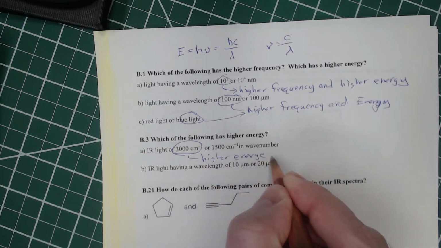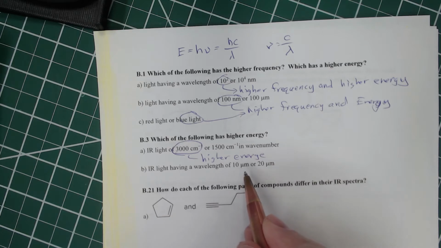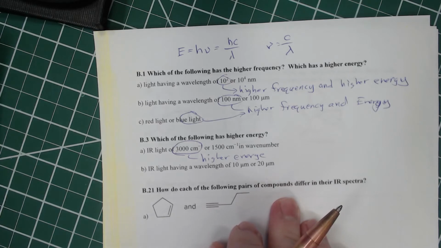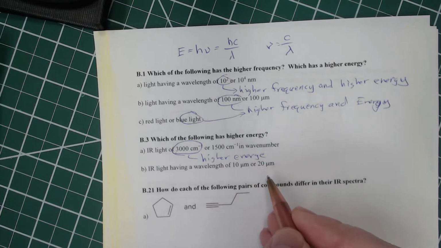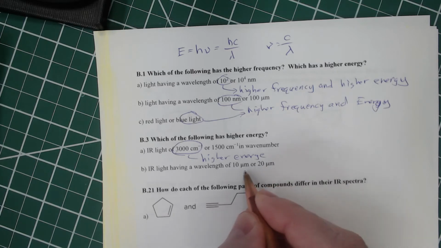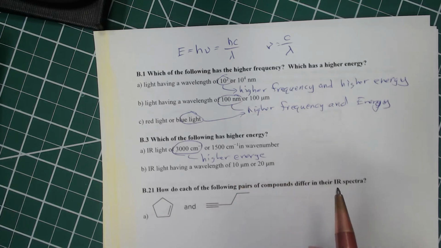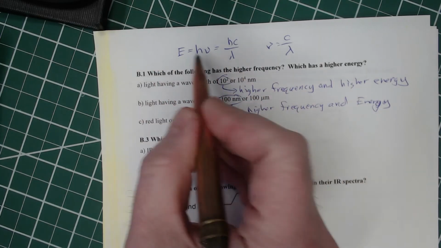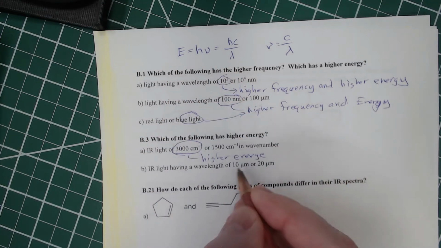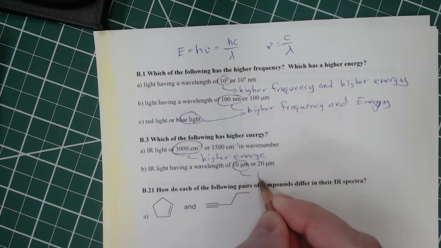So that one is higher energy. Now this other one here, we've got 10 micrometers and 20 micrometers. Those are also in the infrared part of the spectrum. Only the 10 was on the spectrum that I showed you a minute ago. The 20 doesn't quite match up there, but for purposes of this, these are both in the infrared part of the spectrum. Remember that energy is inversely proportional to the wavelength. So the shorter the wavelength, the higher the energy. So this one will be higher energy.